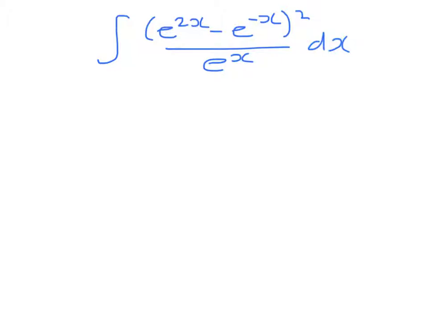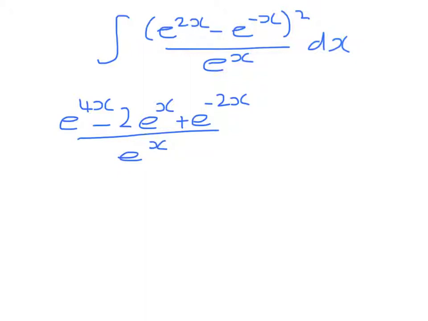Part 2, we're asked to integrate, and we can't integrate until we simplify the expression. I'm going to start by expanding the brackets in the top. Square the first term, e to the power 4x. Then find their product. So I'm going to add the powers, and that's going to give me e to the x. Multiply that by 2. And then square the last term, e to the minus 2x. And that's all divided by e to the x.